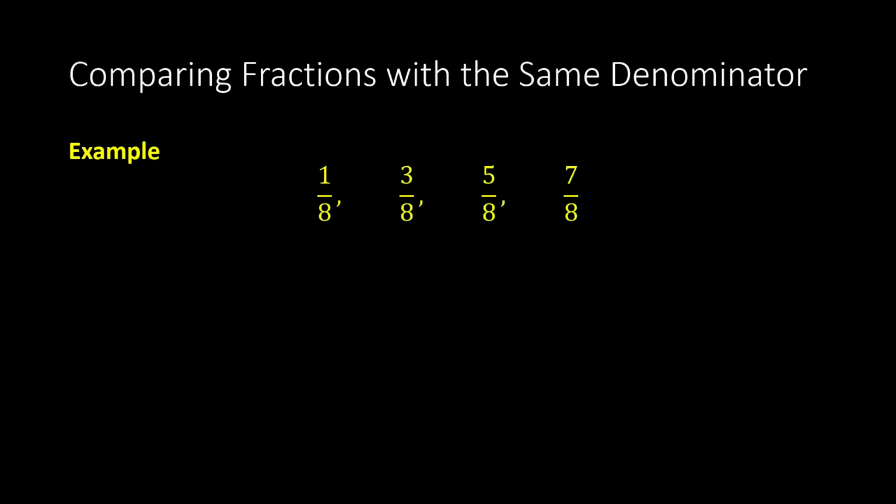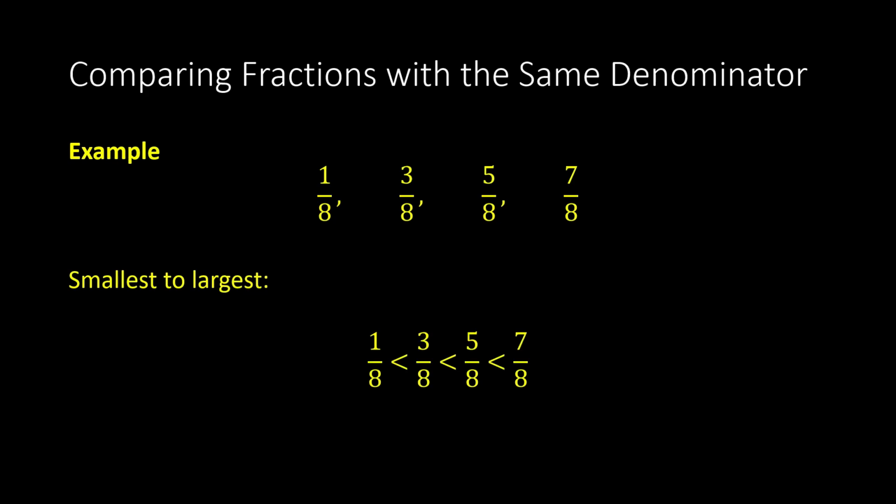Here we've got 1 out of 8, 3 out of 8, 5 out of 8, and 7 out of 8. Notice that the number at the bottom, or the denominator, is the same for all these fractions. So we can arrange them from smallest to largest very easily. 1 over 8 is less than 3 over 8, is less than 5 over 8, is less than 7 over 8.